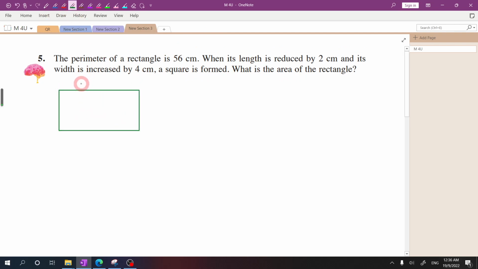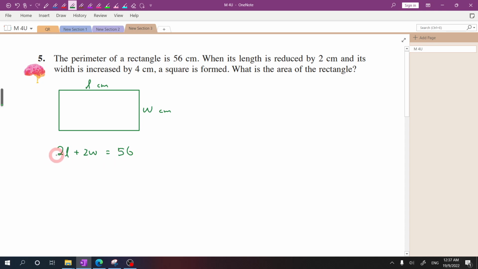Now we have a rectangle over here. I just let the length of the rectangle be L centimeter and the width of the rectangle be W centimeter. The question tells us that the perimeter of the rectangle is 56, right? So try to think, how do we find the perimeter of a rectangle? We take this plus this plus this and this, right? So it will be 2L plus 2W. This will be equal to the perimeter of this rectangle, which is equal to 56.